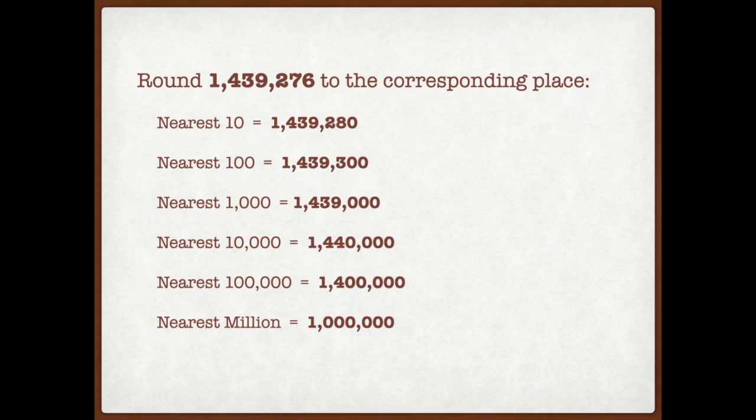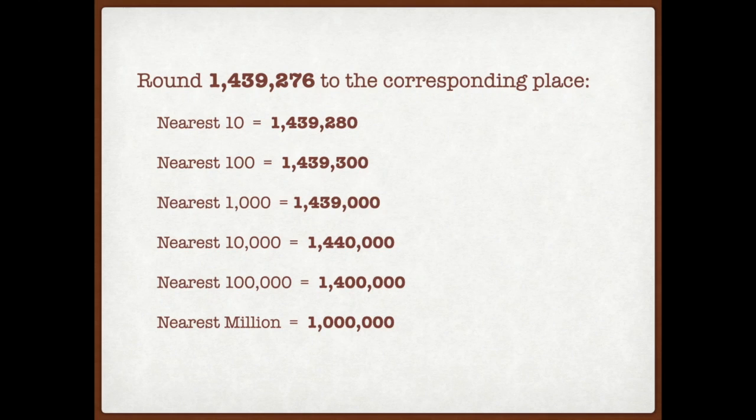Let's focus on the nearest 10,000. That's going to be the 3. I underline the 3, circle the 9. The 9 is 5 or greater. So I will add 1 to the 3, making that a 4. So that becomes 1,440,000. Okay, all the rest become zeros.